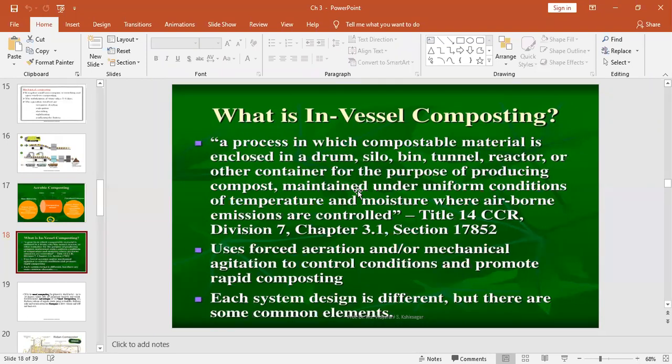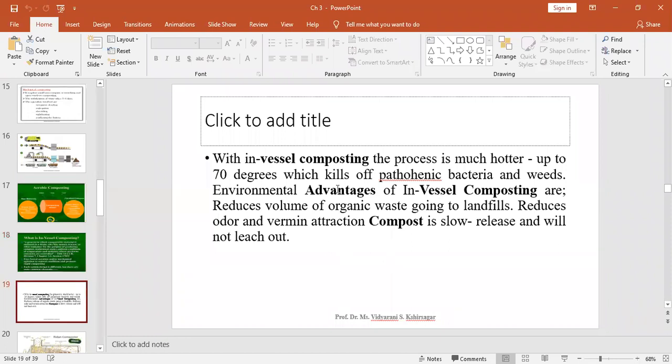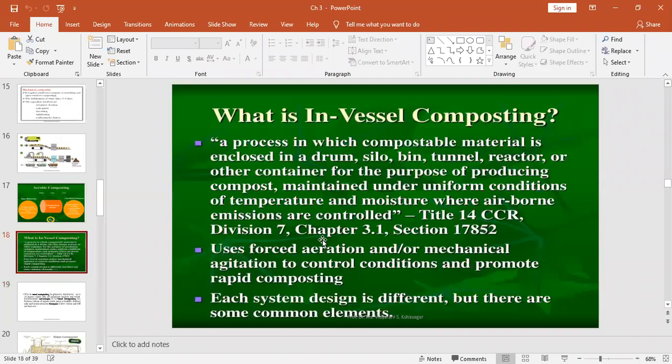It uses forced aeration. Artificially we are providing aeration and agitation to control conditions and promote rapid composting. So some of the activities we can add to increase the rate of digestion. Each system design is different, but there are some common elements. Okay, so this is about the vessel composting. I think you understood. So you can write down about the vessel composting.